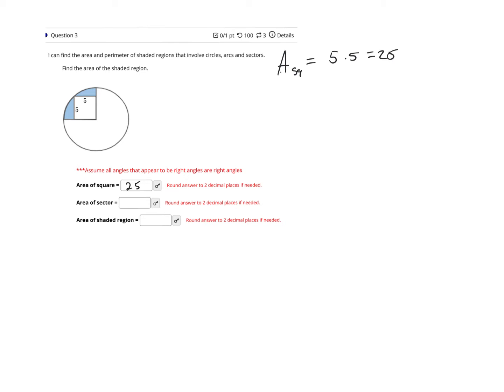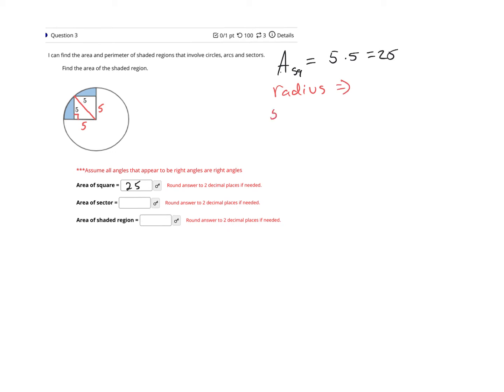Next, I need to find the area of the sector. Before I do that, I need to find the radius of the circle. To find the radius of the circle, I'm going to notice that if I were to draw a diagonal in my square, that this is 5 and this is 5. So I have a right triangle there where I have two legs of the right triangle and I need to find the hypotenuse. That means I need to use the Pythagorean theorem.